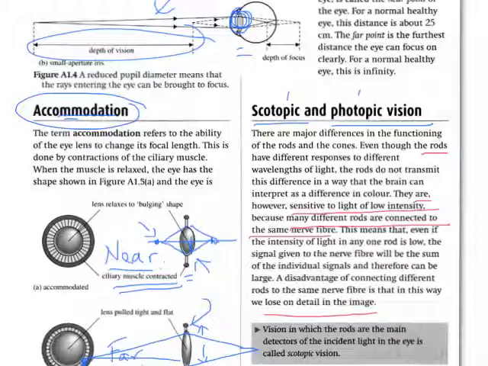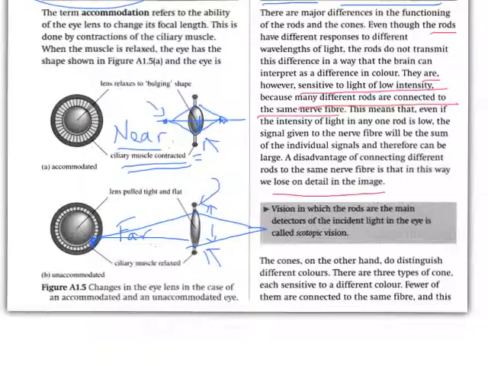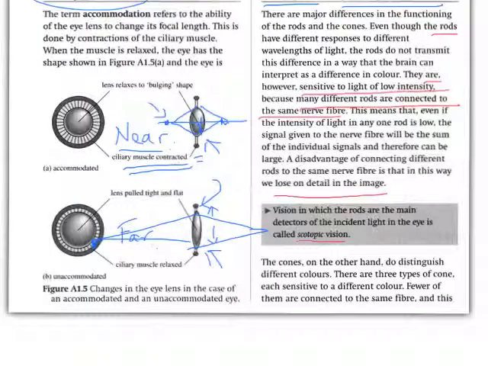What rods will not do well, and in fact you can generalize and just say they don't associate themselves with color. Rods are excellent at picking up information at very low intensity of light, but they're not good on detail, and they do not pick up color well. Now this is referred to as scotopic vision. Vision in which the rods are the main detectors of the incident light. So scotopic vision usually refers to light of low intensity.